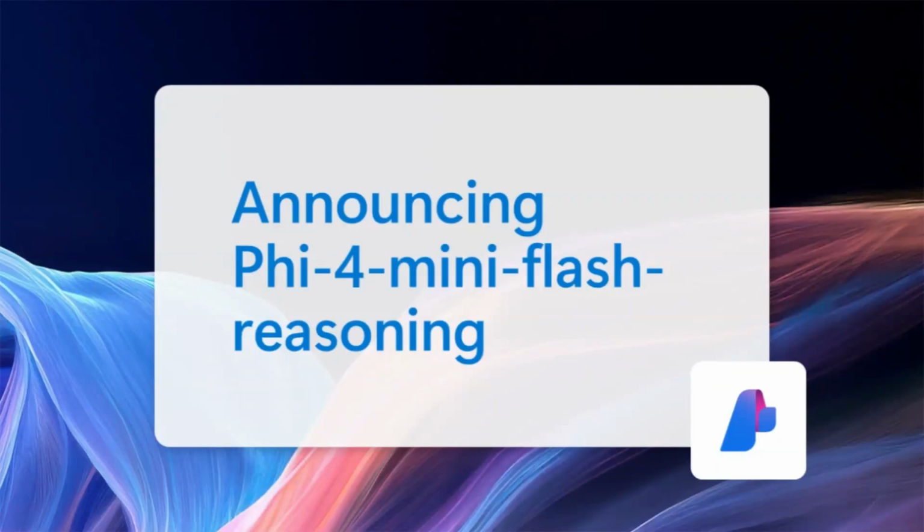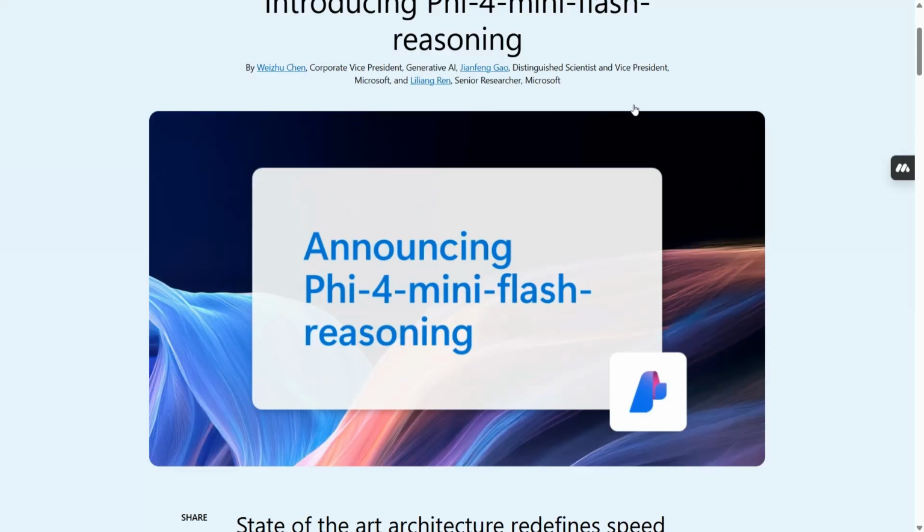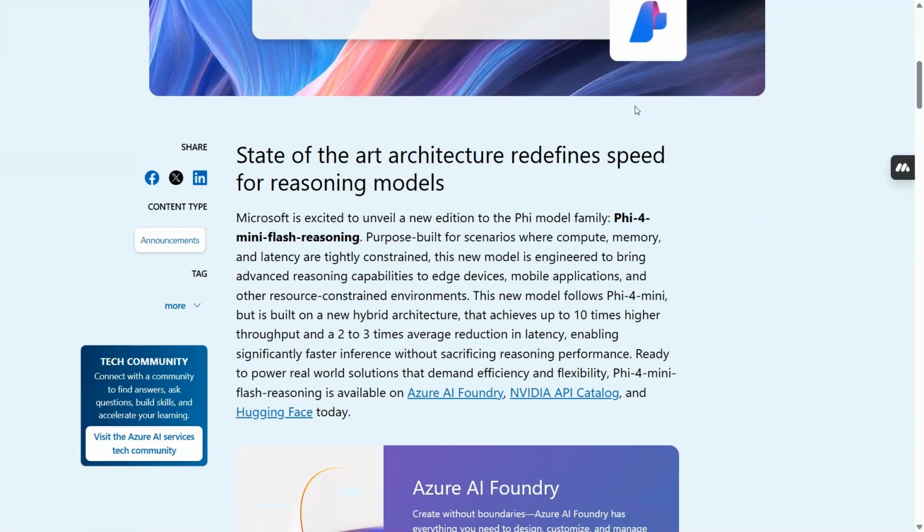Microsoft just unveiled the all new Phi-4-mini-flash-reasoning, a compact 3.8 billion parameter model designed for logic and math intensive tasks in mobile, edge, or low latency environments. Today, I'm going to break down how it achieves 10x higher throughput and 3x lower latency while delivering top tier reasoning performance. And this breakthrough is driven by a revolutionary hybrid decoder architecture.